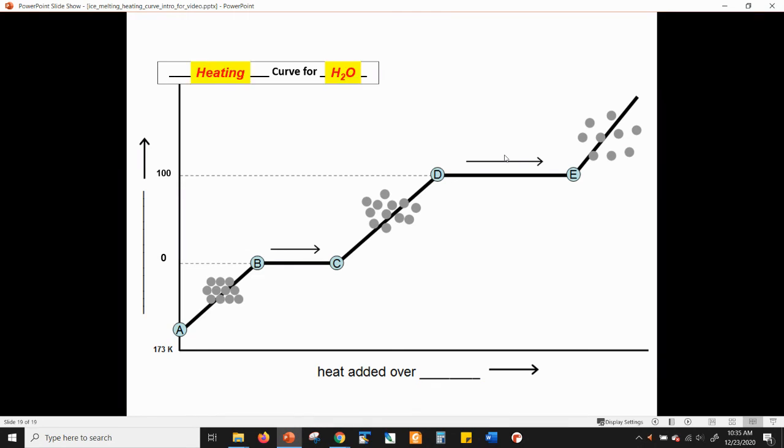All right, again, on this heating curve for water, as we add heat over time, the temperature will rise. We can heat up a solid, and eventually it'll turn into a liquid, and eventually that'll turn into a gas. But when melting is happening, you'll have two phases present, and the temperature will stay constant. And when boiling is happening, you'll also have two phases present, and the temperature will stay constant.